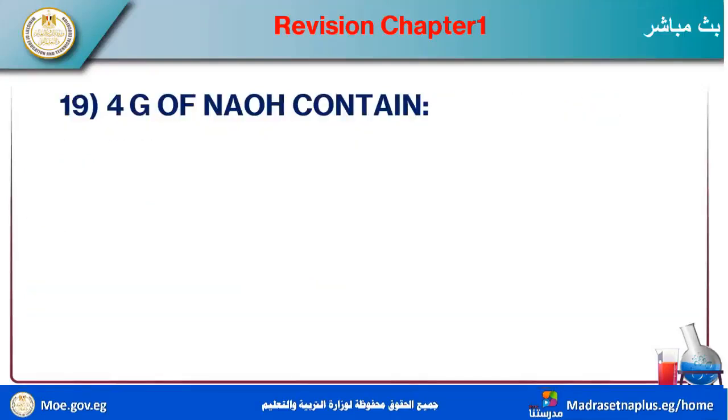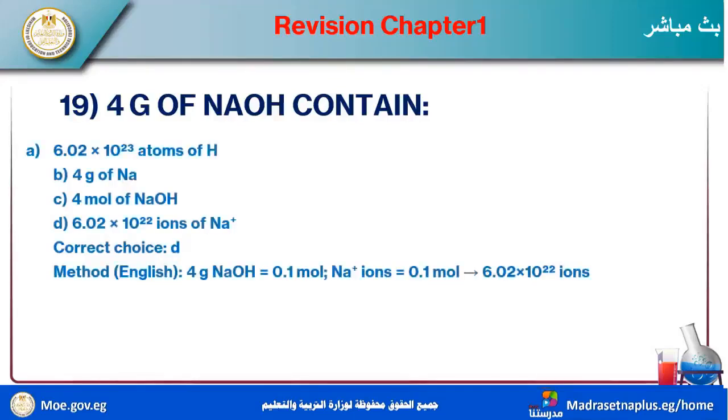4 grams of NaOH contains this number of atoms, number A, or this mass of Na, or this number of moles of NaOH, or this number of ions of Na. We have 4 choices now. So the correct answer is D.